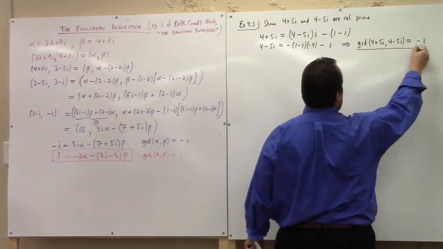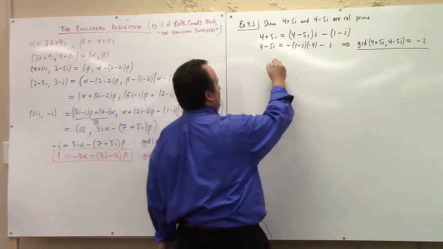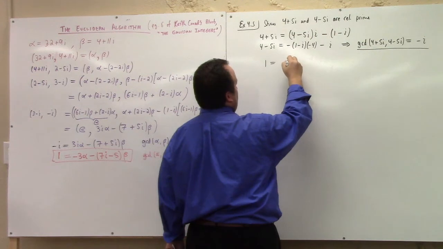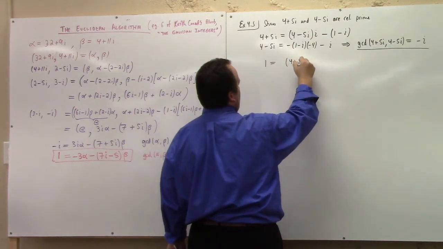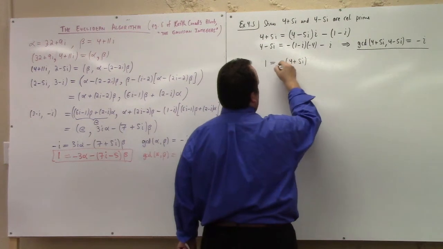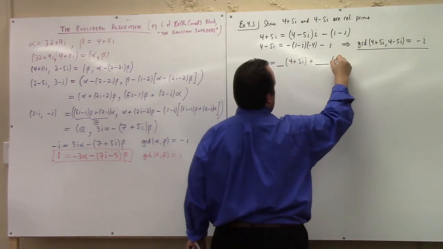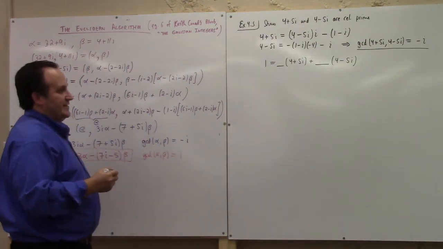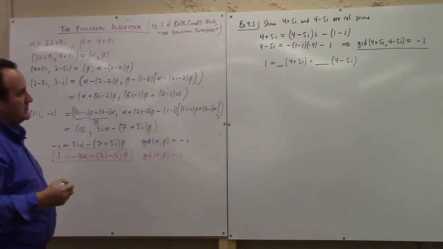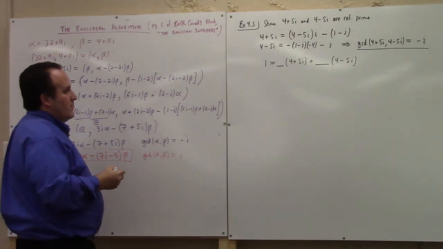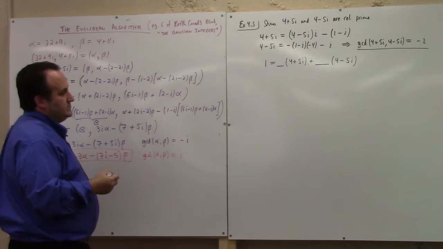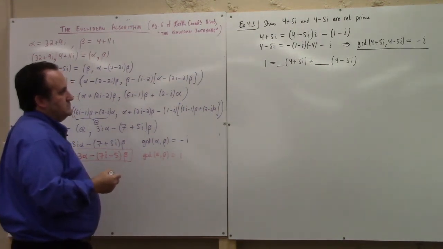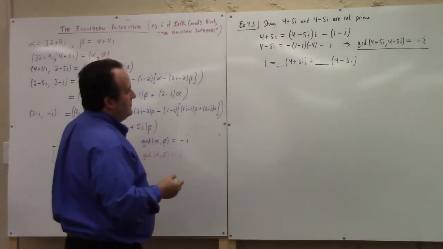Now, question, could you see how to write 1 as something times 4 plus 5i, fill in the blank, plus something else, fill in the blank, times 4 minus 5i? I think with this one, you could just straight eyeball it. Maybe. Find two numbers that multiply. Oh, I know what this is. What equation is it called? Bézout's. Yeah.